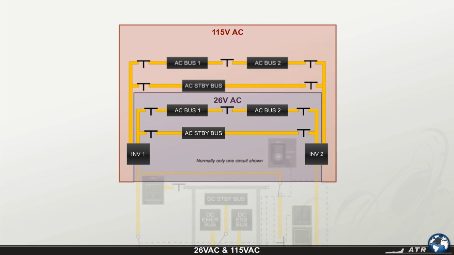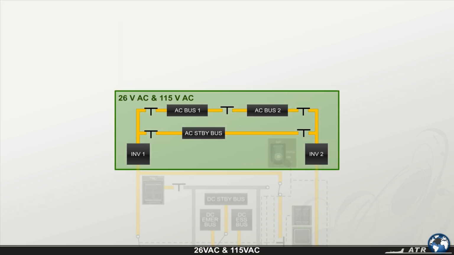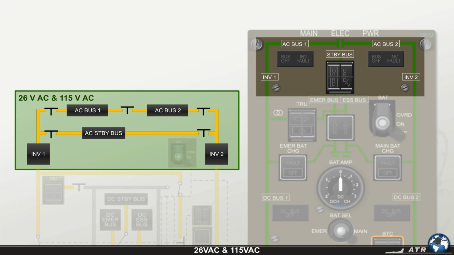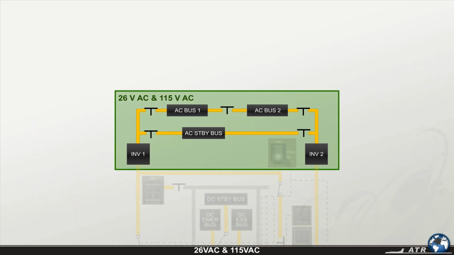You already know that two different AC constant frequency voltages are provided, so let's now follow their paths to the respective consumers. In the schematics we've seen so far, there was just one bus. However, both are 26 volt AC and 115 volt AC. The same logic applies, and the main electrical power panel shows just one bus representing both networks. Under normal operating conditions, the job of inverter 1 is to supply AC buses 1 and AC standby buses, whereas the static inverter 2 powers AC buses 2.